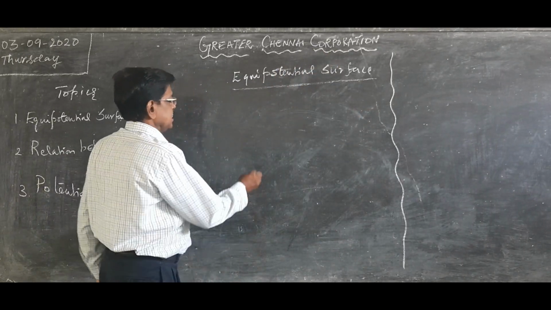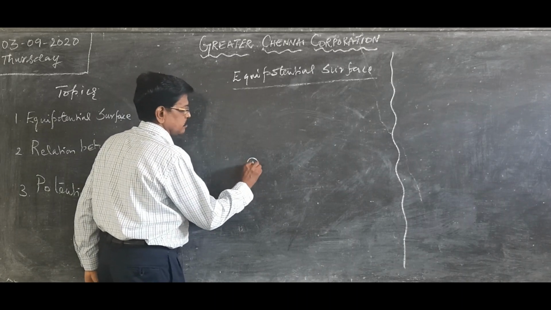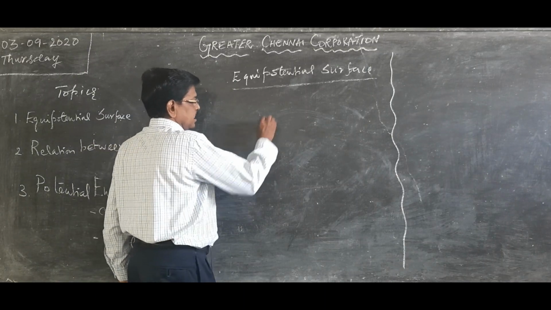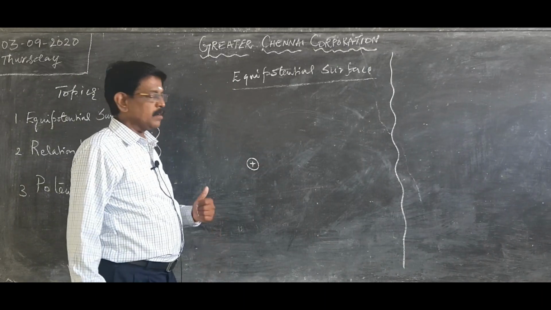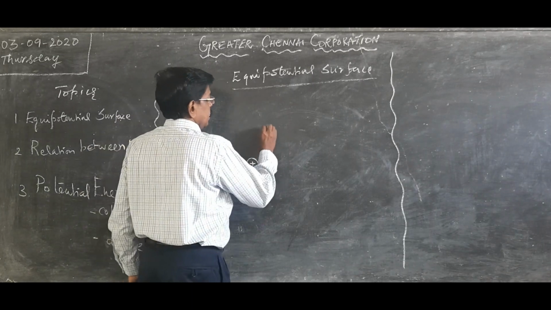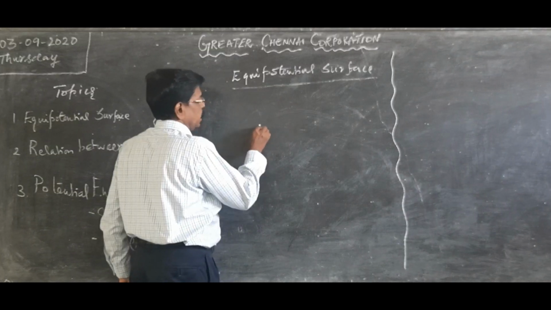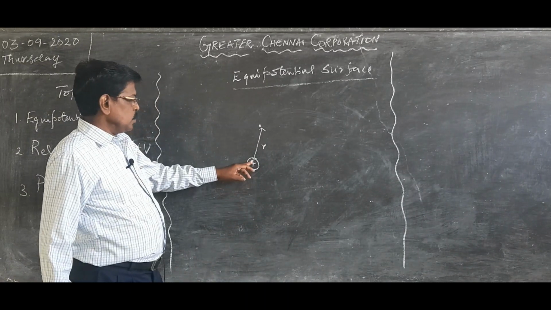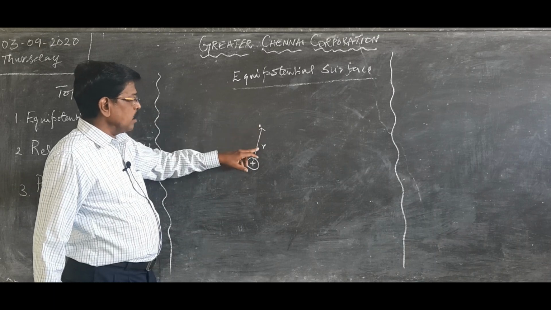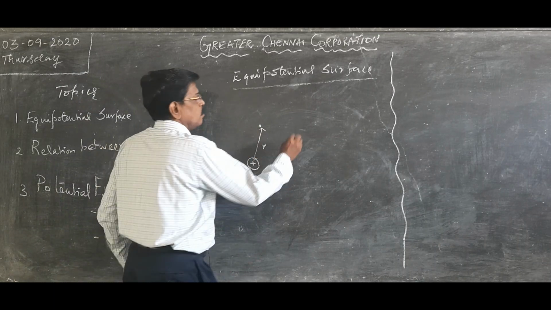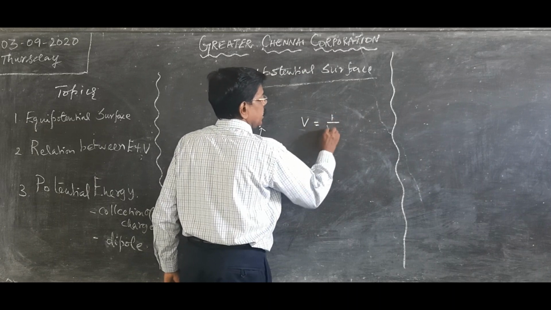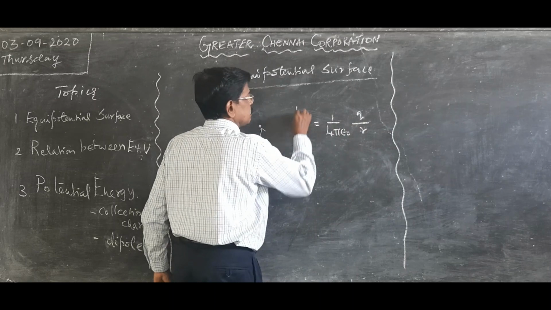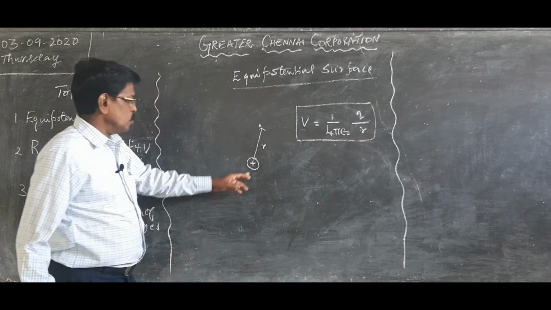Now let us consider a charge. Let it be a positive charge. So this charge will give the electric field that we know already. I am assuming a point. This point is at a distance, say r. So due to this charge at this point, what is the potential? What is the formula for potential? V equal to 1 by 4 pi epsilon 0 Q by R, correct? So Q by R.